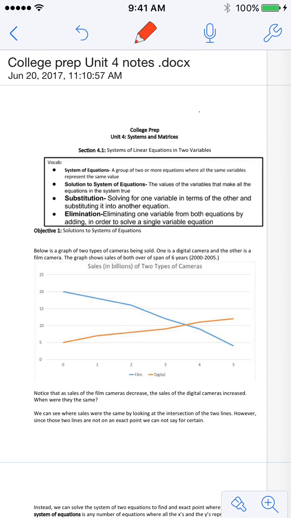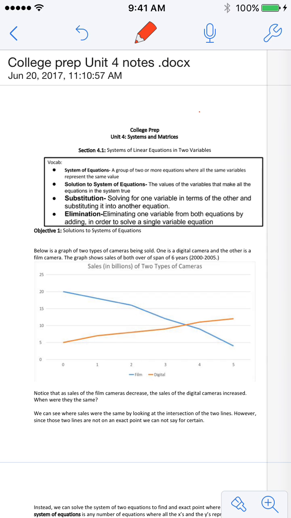Alrighty, welcome to Chapter 4, Systems and Matrices. So we're going to be talking about systems and matrices this chapter. Probably one of my most favorite chapters because it's so applicable to real life. And it's going to be fun. There's a lot of different things we're going to talk about that are really entertaining. So let's first start off with the systems.